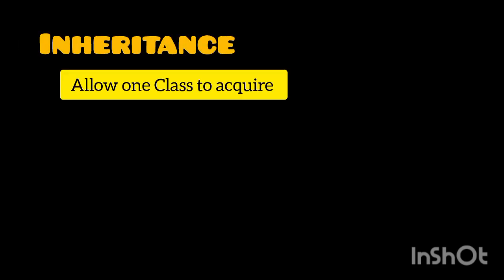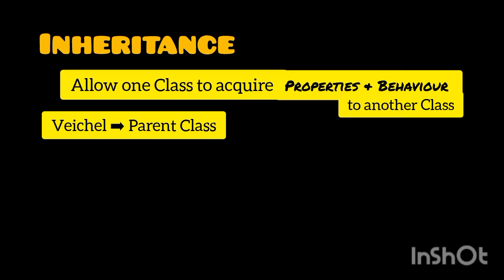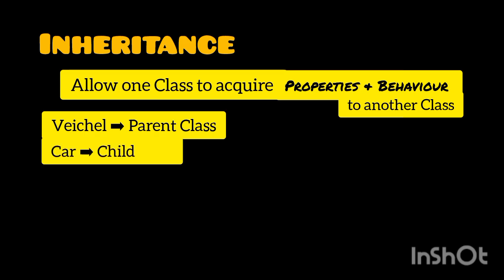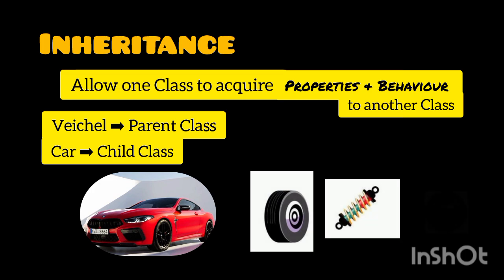Then inheritance. It allows one class to acquire properties and behaviors of another class. Suppose vehicle is the parent class and car is the child class. A car automatically gets common features of a vehicle such as wheels, engine, speed, etc.